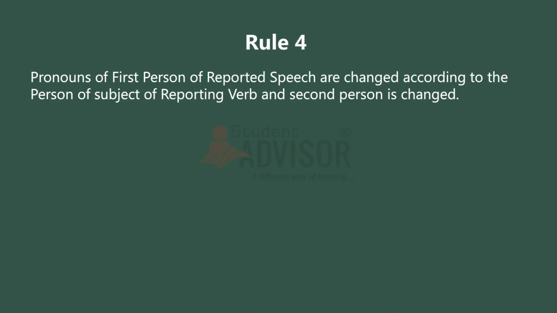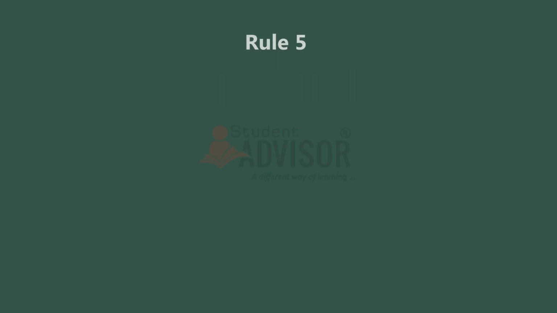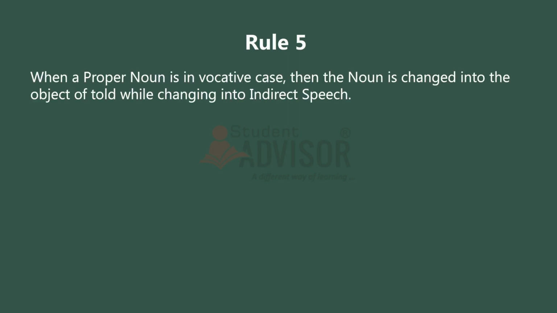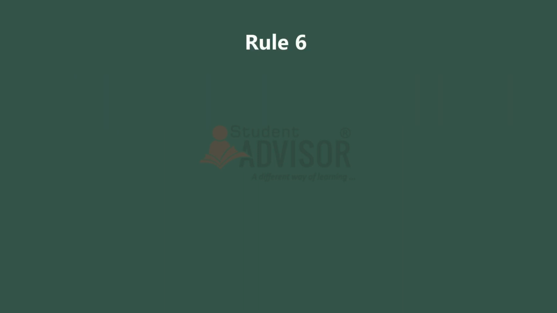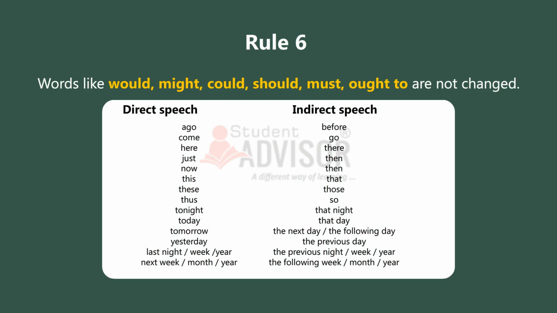Rule 4. Pronouns of first person of reported speech are changed according to the person of object of reporting verb. Pronouns of third person of reported speech are not changed. Rule 5. When a proper noun is in vocative case, then the noun is changed into the object of told while changing into indirect speech. Rule 6. Words like would, might, could, should, must, ought to are not changed.